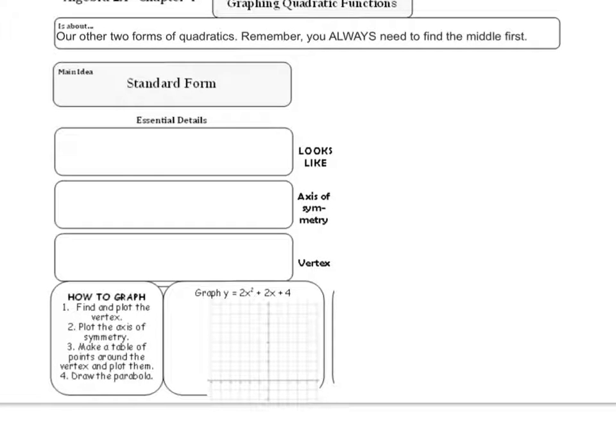Hey class, this is about graphing in standard form. This video specifically is. This frame in general is about our other two forms of quadratics.